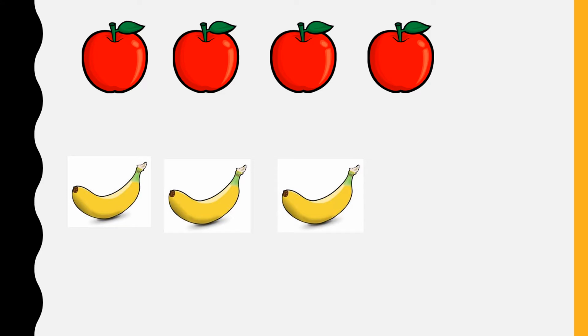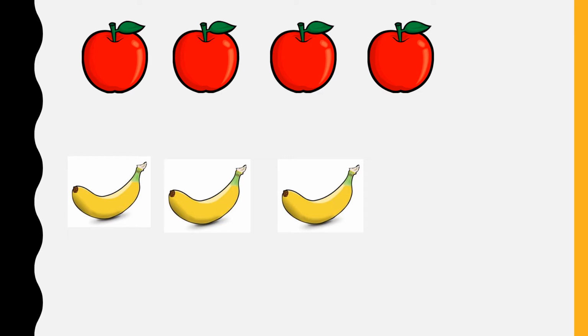Have a look at the two groups of fruit here. I like eating apples and bananas. Which fruit do you like eating? Count the apples on the top row and then count the bananas on the bottom row. Can you tell just by looking which group has more and which group has fewer?